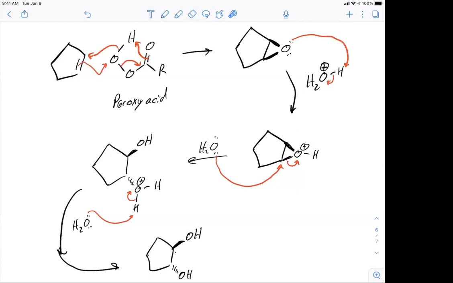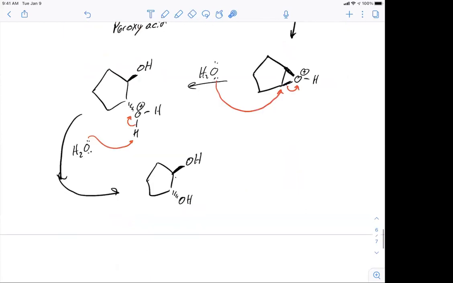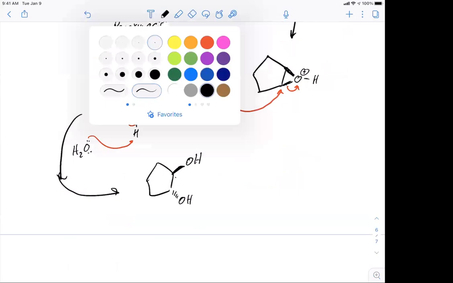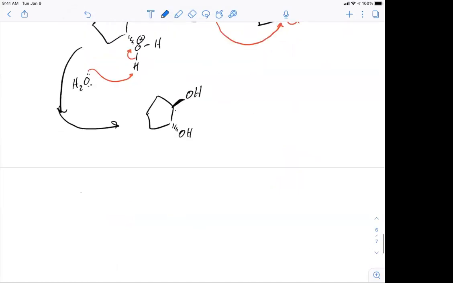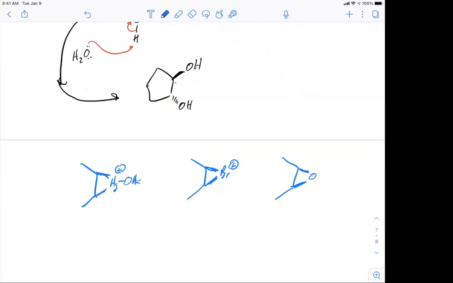Right? So this process we see in 3 different species, right? We see this in our mercury. We see it in our bromonium. And now we see it in the epoxide. So that attack of the nucleophile, the double bond on the electrophile, and the electrophile sending electrons back to make the ring are common in all 3 of these.